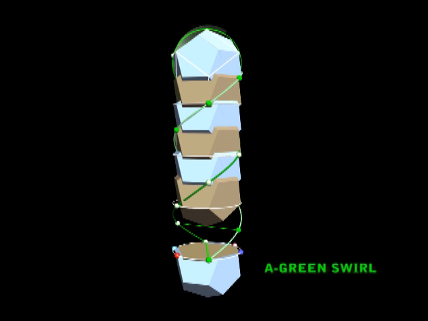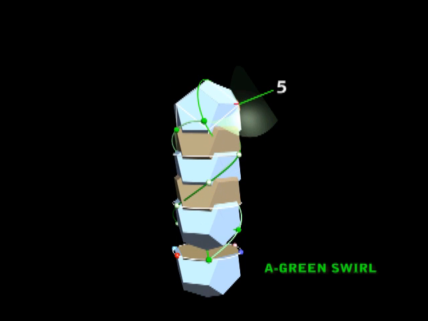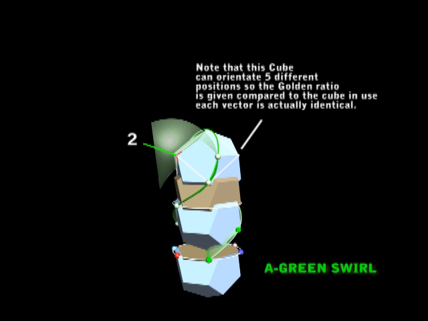The 3 green vectors are coming off the cube. But that cube could be orientated in different positions. It can go 5 different ways in the dodeca. So the golden ratio is only the golden ratio compared with that cube. So now we'll bring in the blue swirl.